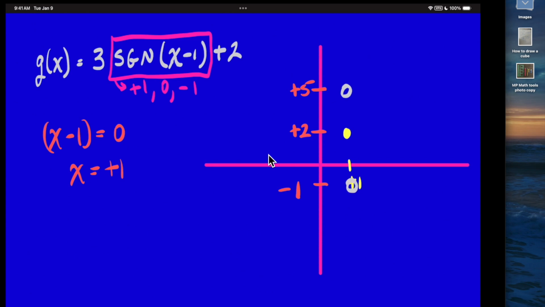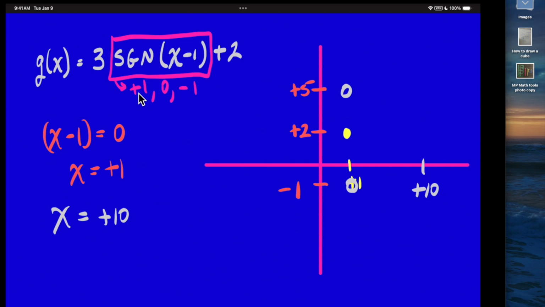Now, for completeness' sake, we're going to put in an x value over here and see whether we get a +5 or a -1. So let's put in a test value of x equals +10, way out here. If we plug in +10 into that function, the parentheses becomes positive. This entire pink box becomes +1. The integers now act on the +1.